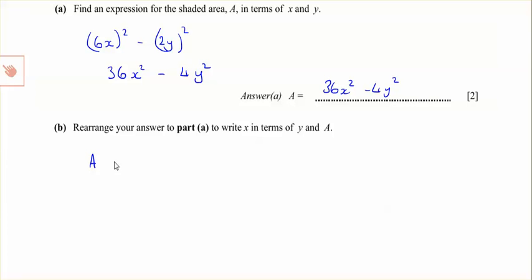So I'm just going to rewrite A equals 36x squared minus 4y squared. Lots of misconceptions with square roots in this one. And one person I know write x in terms of y and a, which means x equals something. Okay, so step by step, right? A plus 4y squared equals 36x squared. Happy with that?